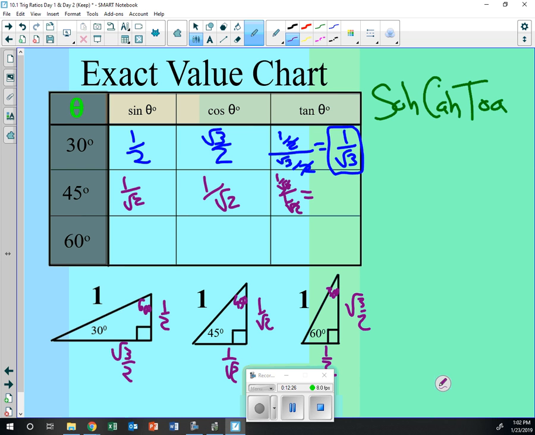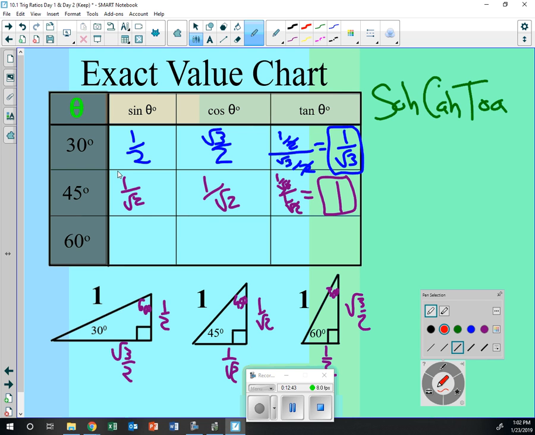What did you get for the tangent? Opposite over adjacent. 1 over root of 2 over 1 over 2. Isn't that just 1? You're done. Great. And then the last one is going to be a reverse.